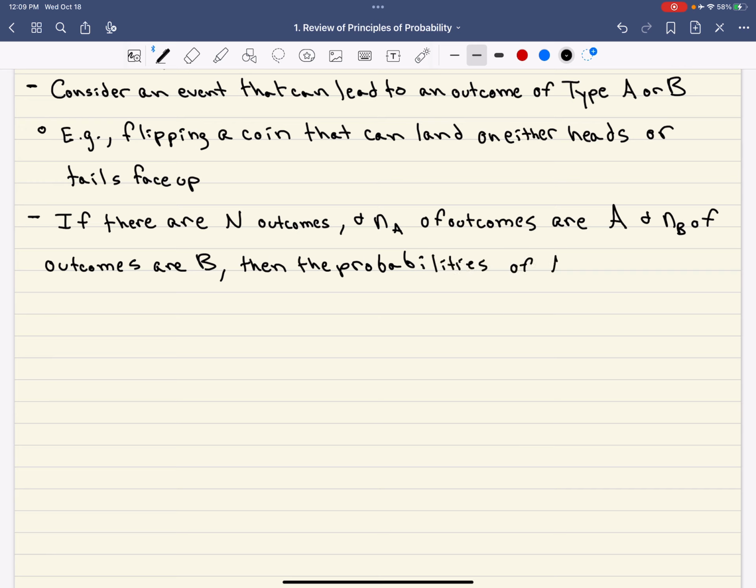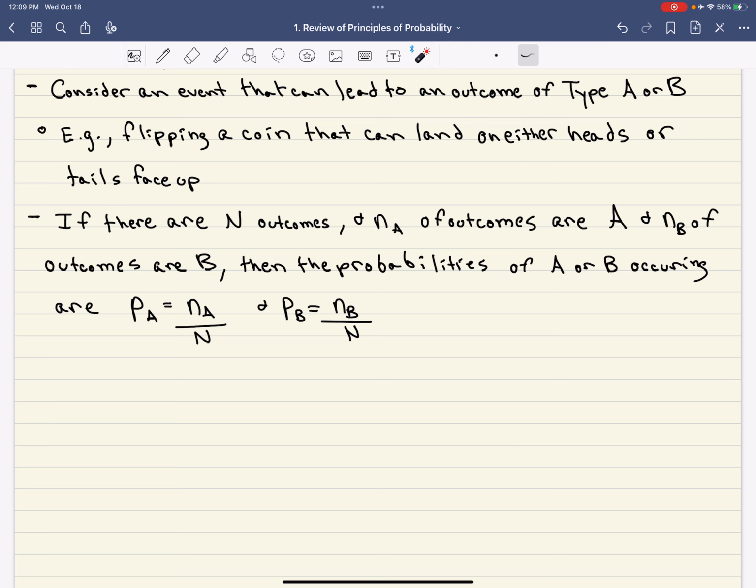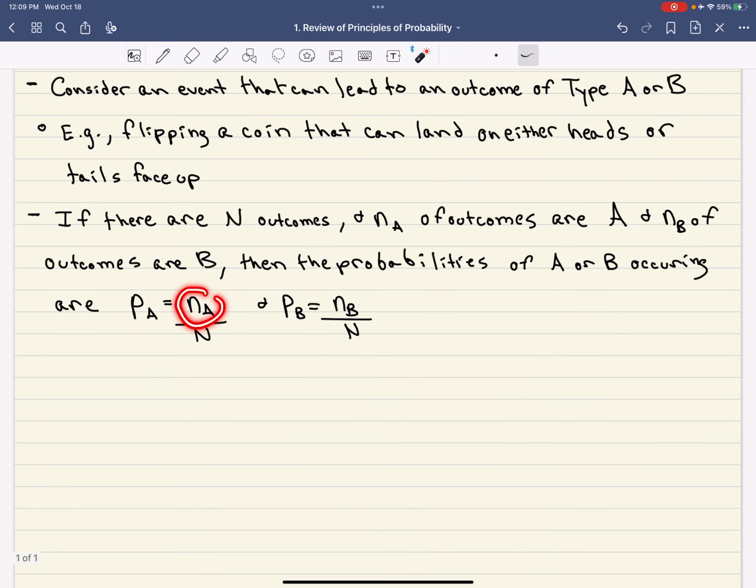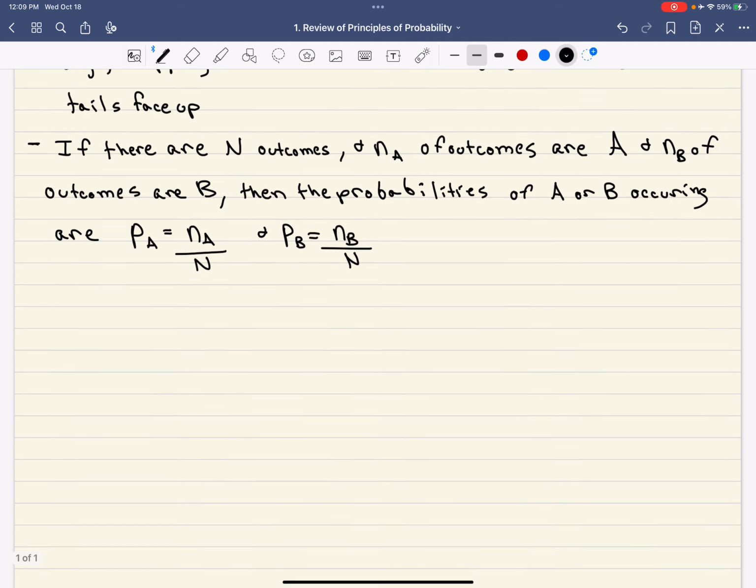Probabilities of A or B occurring. So we would say that the probability that outcome A occurs would be n sub A divided by the total n. And the probability that outcome B occurs is n sub B divided by the total n. Right, so essentially it's just looking at the fraction of A outcomes relative to the entire number of outcomes. Right, so something you've seen before.